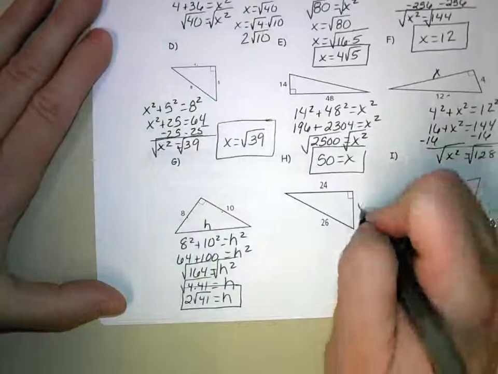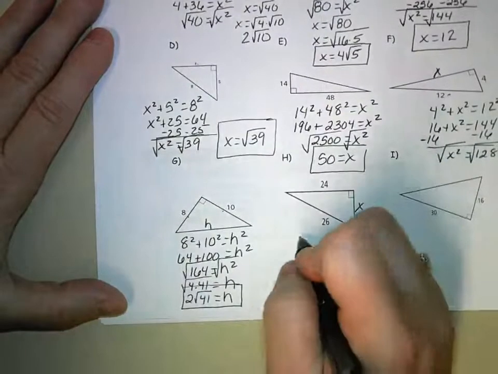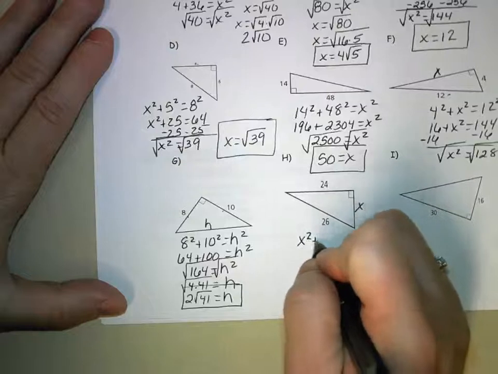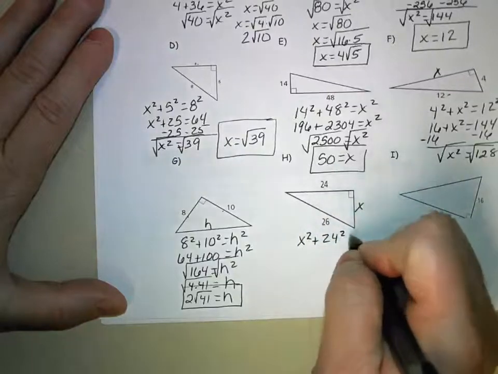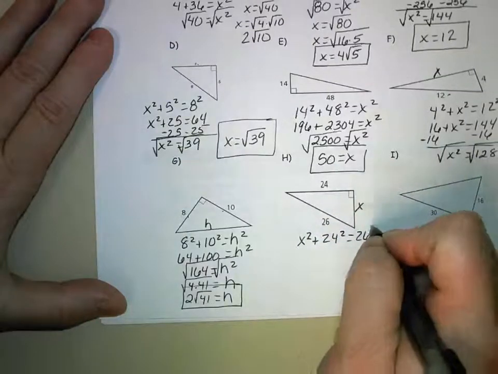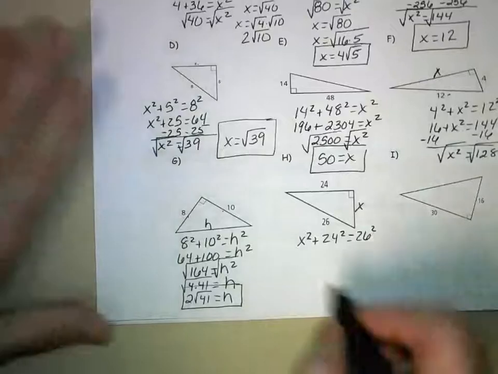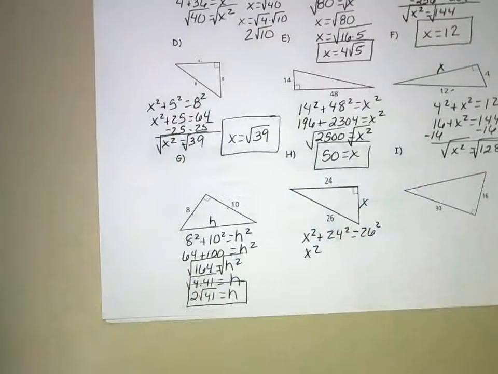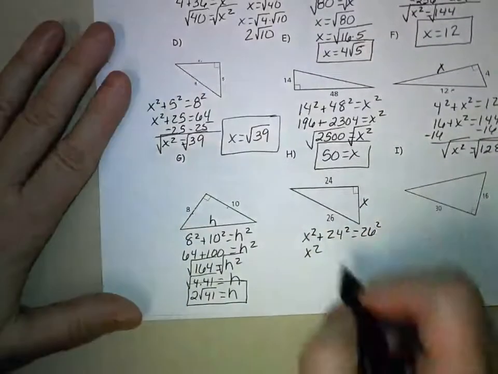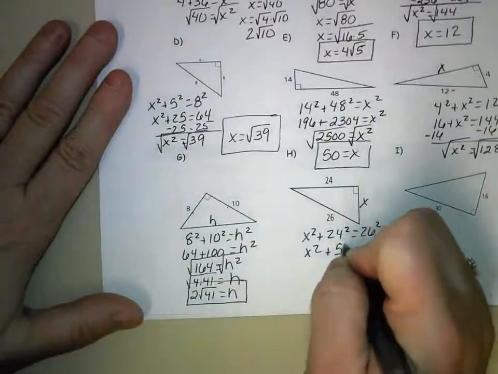Letter H, we're missing a leg this time. So x squared plus 24 squared equals 26 squared. 24 squared is 576.